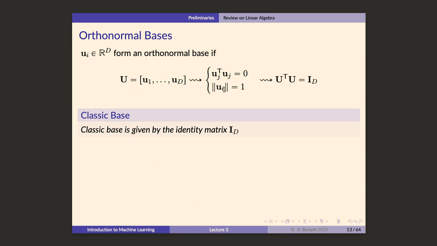Now, this guy is U1. This guy is U2. Are they orthogonal?